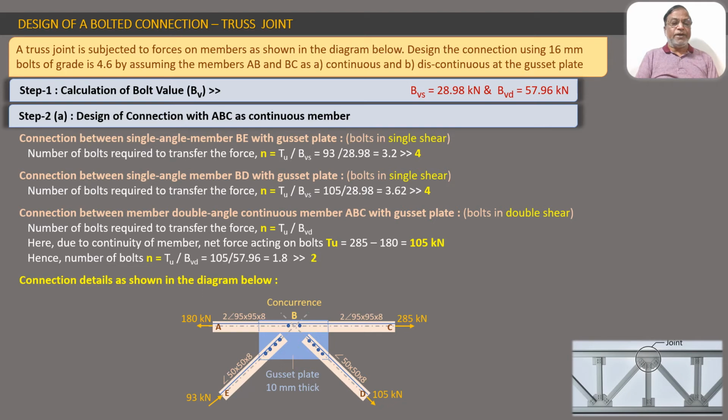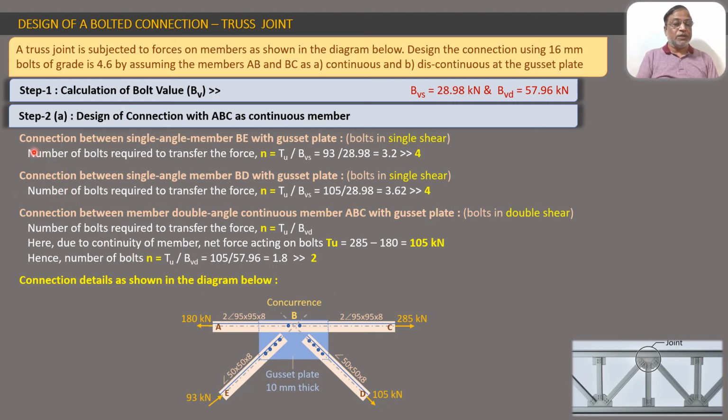Once we have calculated the bolt values like this in step 1, step 2 is very simple. So we will proceed for step 2 now. In step 2, we will have two parts. As we know, in the statement of the problem, we have got two questions, two parts. The first part is about ABC to be continuous, that ABC member is continuous. So look at this diagram. Here we find ABC as a continuous member. So we will design first this as a continuous member.